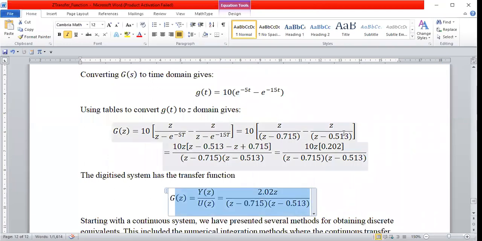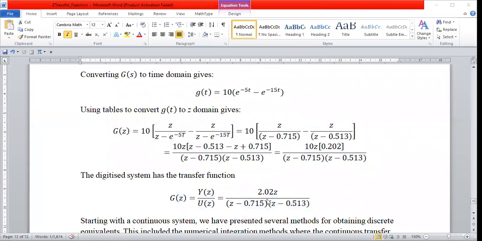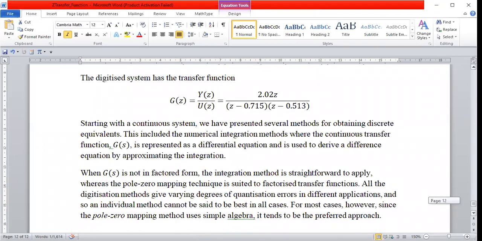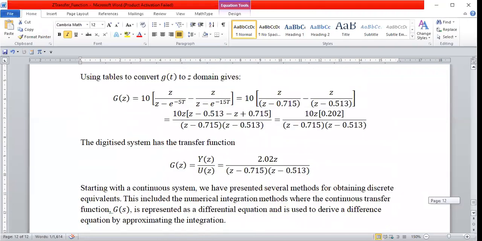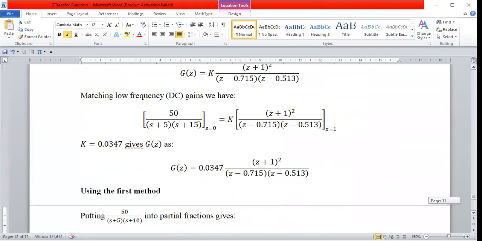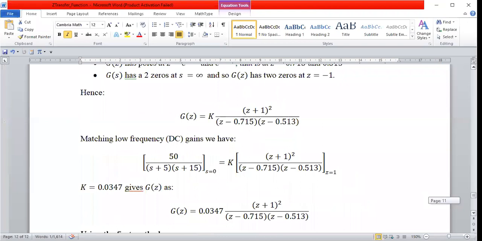As you can see, when you use different methods, you actually get different answers. But the method you use is going to be given in the question, whether you are to use the pole zero method, the forward rule, the backward rule, or the trapezium rule. Somebody asks, why are we doing S is equal to 0 and Z is equal to 1?